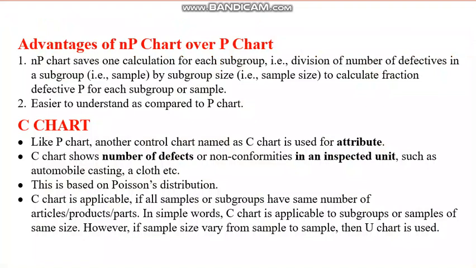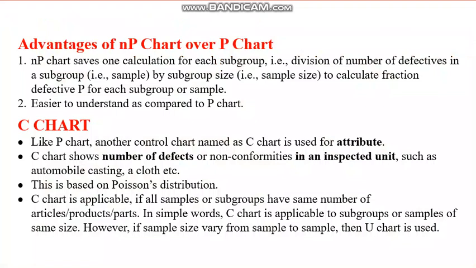Now let us see how the NP chart is better over P chart. It has advantages. What are the advantages? NP chart saves one calculation for each subgroup. If there are 10 subgroups, 10 calculations are avoided. That is, division of number of defectives in a subgroup by subgroup size to calculate fraction defective is not necessary. A little less calculation is needed in NP chart.